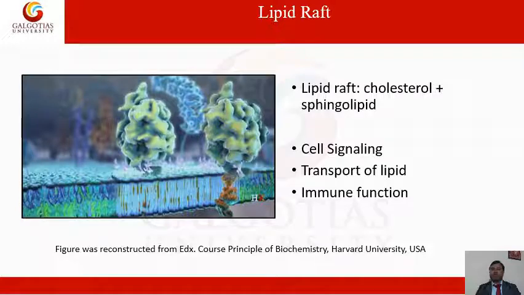There is also a modification of the cell membrane. Lipid raft is another modification of the cell membrane, which is mainly made up of cholesterol and sphingolipid, and it is responsible for cell signaling, transport of the lipid, and immune function. There are a large number of functions of the lipid raft, but we will discuss here only a small portion.